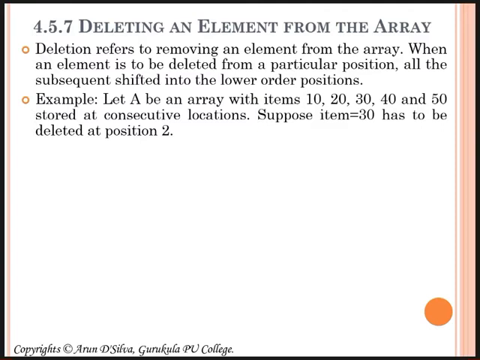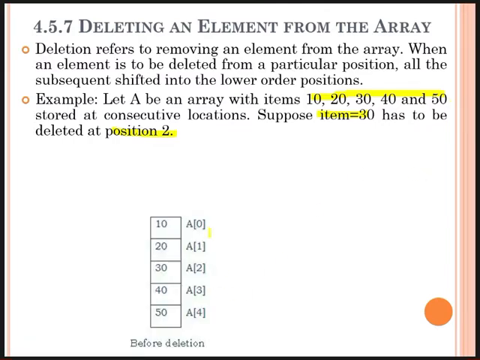Example: let A be an array with the items 10, 20, 30, 40, 50 stored at consecutive locations. Suppose item 30 has to be deleted from position 2, then how will it work? Now this is the given array: 10 at position 0, 20 at position 1, 30 at position 2, 40 at position 3, 50 at position 4. Now which item do you want to delete? This element. After deleting the element, this space becomes empty.